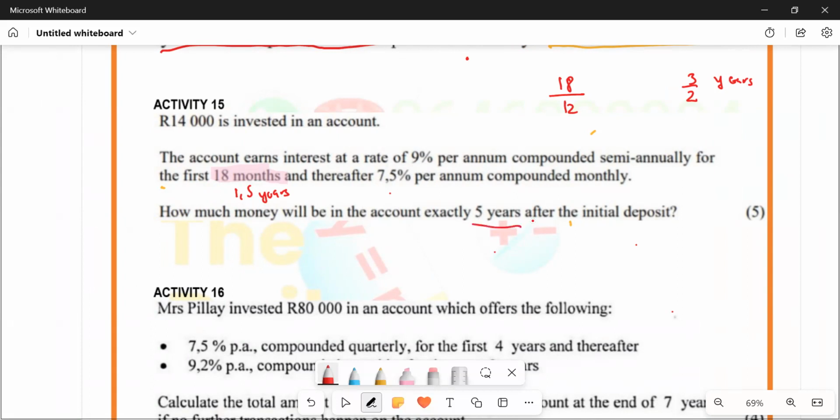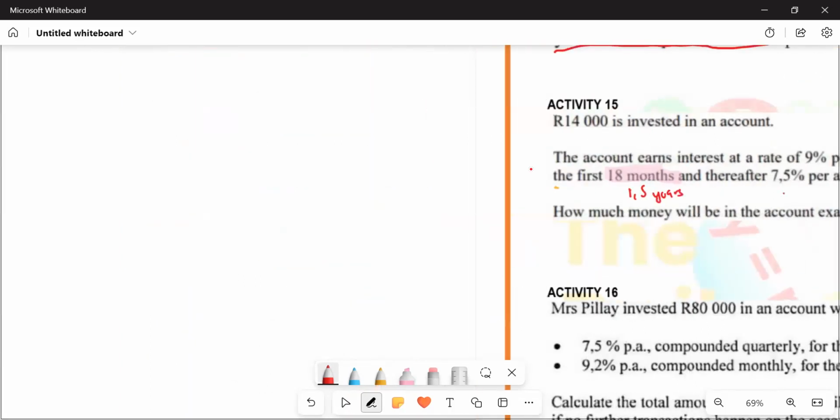You can already see this one is given in years, and then this one is given in months. It's just like in physics, sometimes they give you kilometers and meters. You can't work with both, so you need to convert it, either into kilometers or into meters. In physics, most of the time we work with meters.